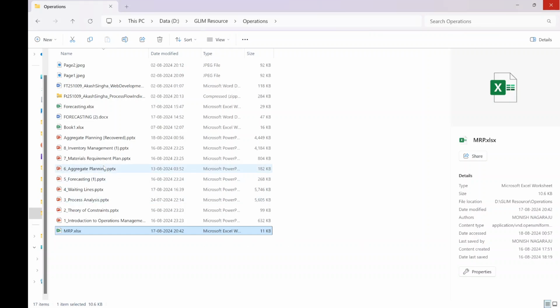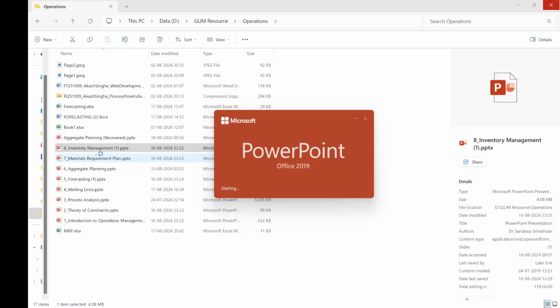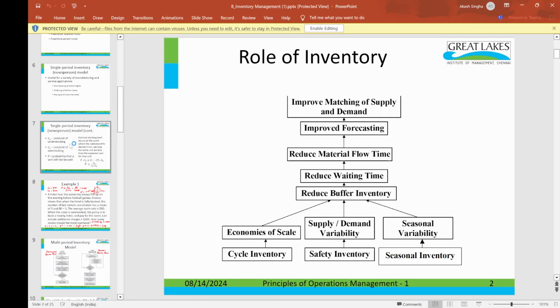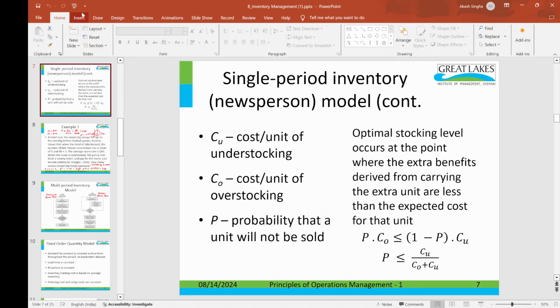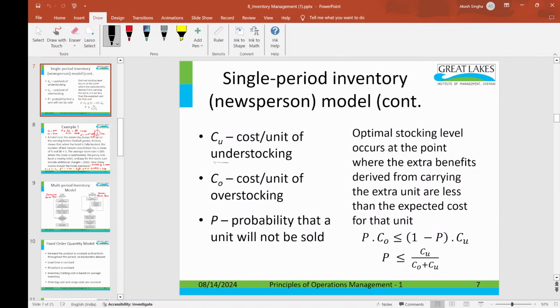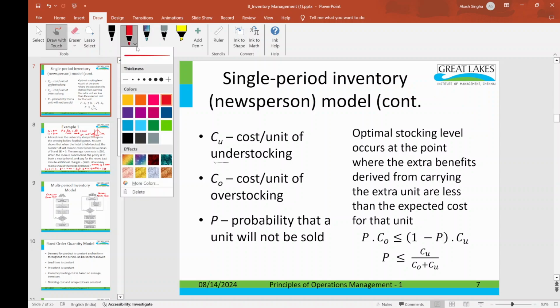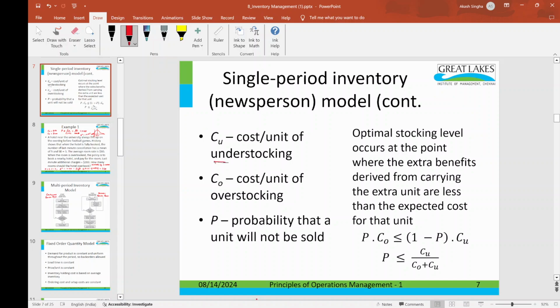Now MRP is done and inventory management is left, I guess. Inventory management has one formula that they will give us the cost per unit for understocking. So they'll be giving us the cost per unit of understocking, cost per unit for overstocking, and probability that a unit will not be sold. So we have to maybe calculate one or the other.